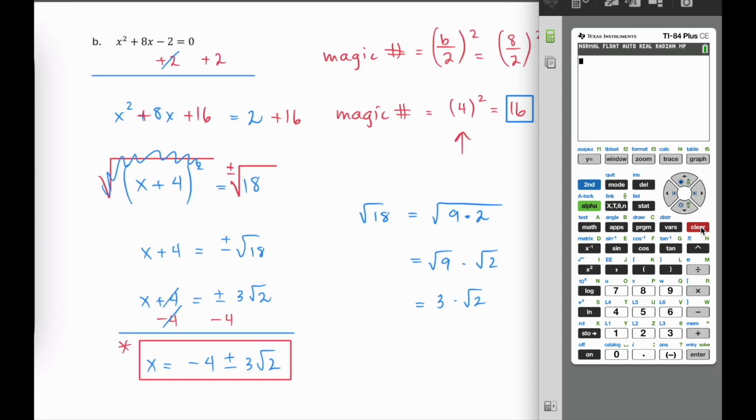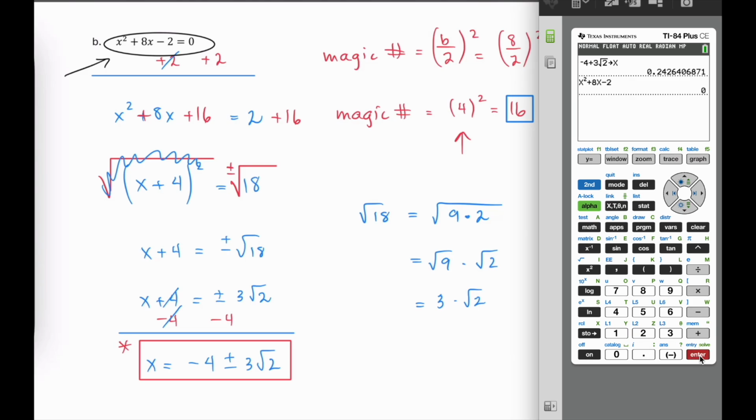Now let's also check our solution to the second equation. Again, we're going to store our solution into x. So we say negative 4. Let's start with the plus 3 radical 2 solution. We'll come out of the radical and then store that quantity into x to make it easier to access when we're checking. And then again, we go back to the beginning equation and type it in exactly as we see it. So that's going to be x squared plus 8x, remembering that our solution has been stored into x, and minus 2, and we hope this is equal to 0.